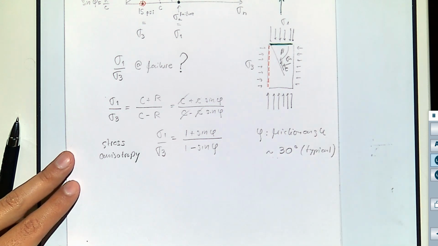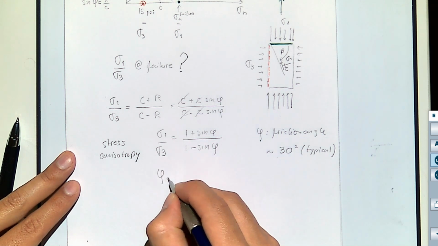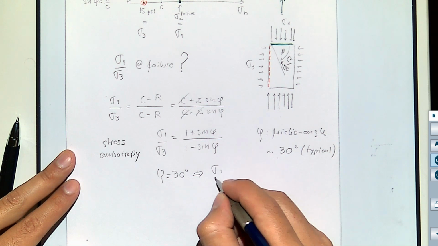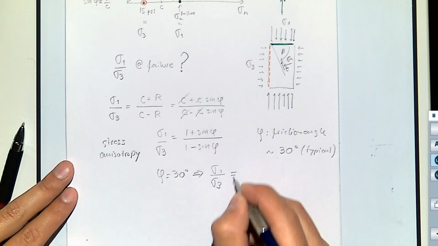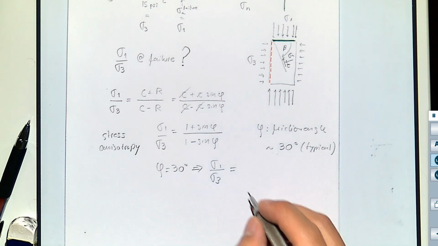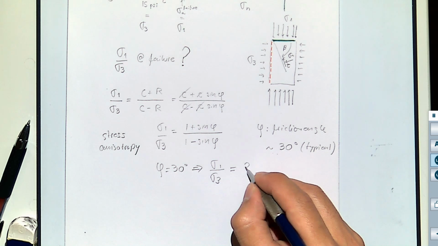So for phi equal to 30 degrees, what is going to be the maximum stress anisotropy of an uncemented material? Sine of 30 is 0.5, very well. So 1.5 divided by 0.5, it will be equal to 3.